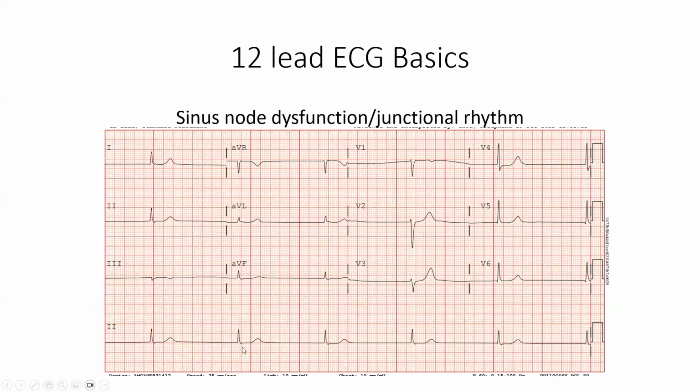Sometimes when the sinus node doesn't work, the junction, the AV node, takes over. So sinus rates are typically 60 to 100. The rates at the junction are going to be a little slower, probably somewhere 40 to 50 beats a minute. And as you can see, there's no P wave, regular narrow QRS. So this beat is being initiated from the AV node.